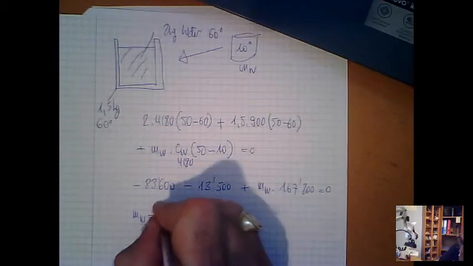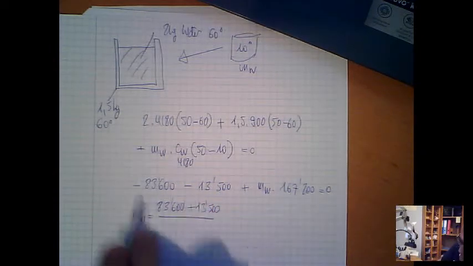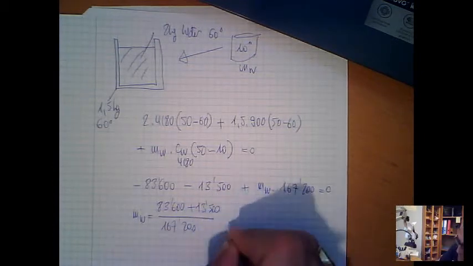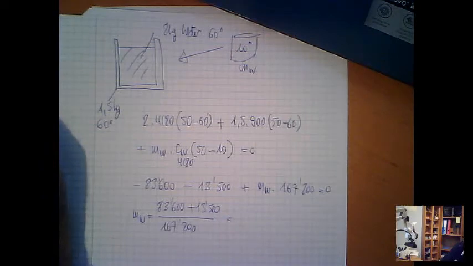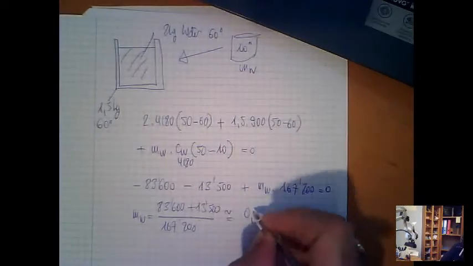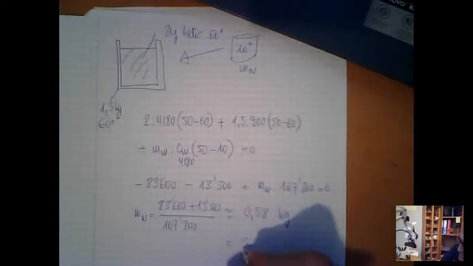Mass of the water is going to be 83,600 plus 13,500. They become positive because I put them on the other side. And then I divide by this coefficient, 167,200. So let's see. This is not going to give 2 kilos. This is going to give half a kilo approximately. 83,600 plus 13,500, this is 97,000 something, divided by 167,200, and this gives approximately 0.58 kilograms. Did somebody find this?